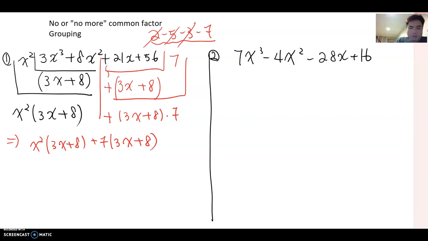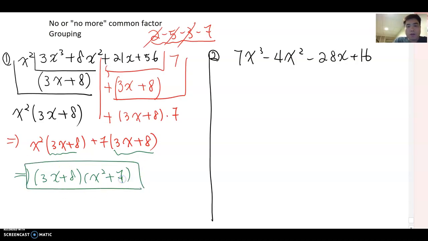So now, do you see any common factor between these two terms? Yes, as you see, 3x plus 8 becomes a common factor. So you factor by this binomial one more time. Then this becomes 3x plus 8 times x squared plus 7. And since there's no more common factor, that will be the factoring of this polynomial.